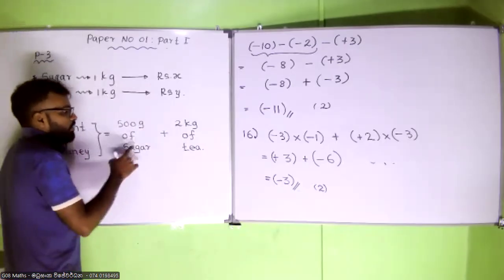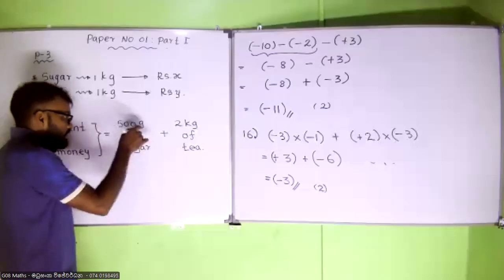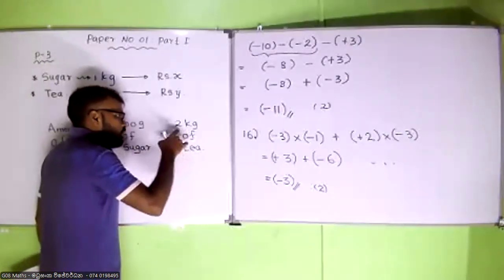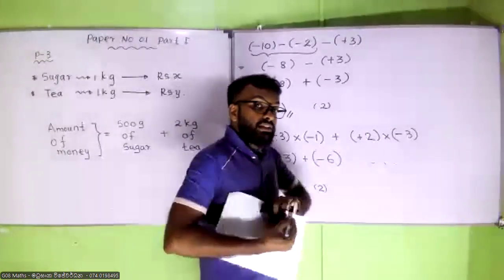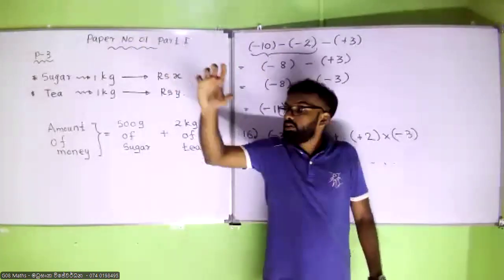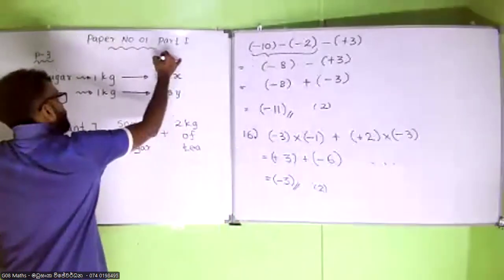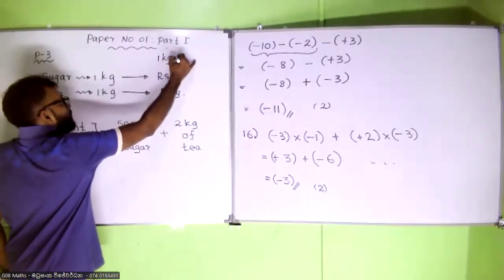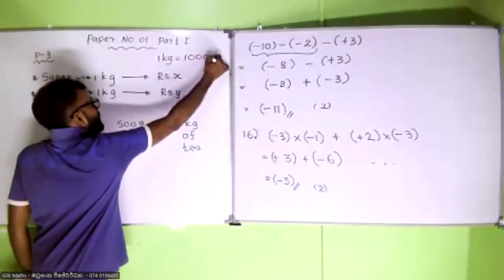500 gram of sugar plus 2 kilogram of tea. So now we are going to decide what is the price of 500 gram of sugar and what is the price of 2 kilogram of tea. So inside 1 kilogram, how many grams are there? 1000 grams. Yes, 1000 grams.